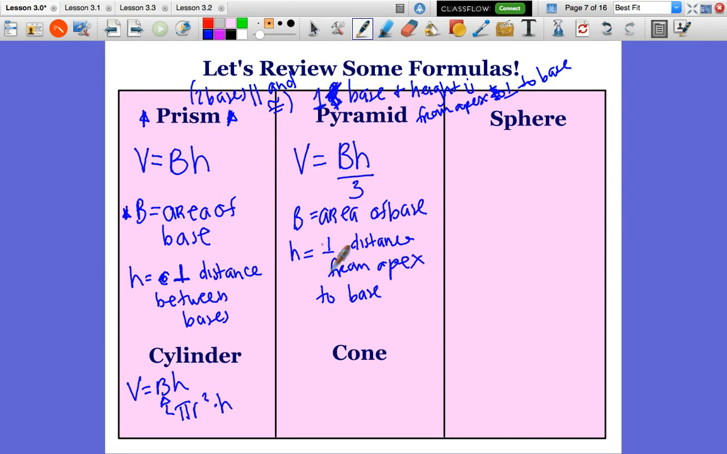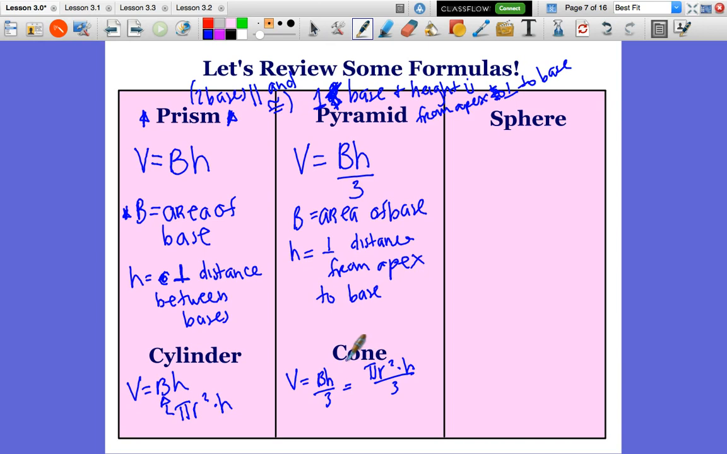One base. A cone, again, I group it as a pyramid. It's a type of pyramid. It's still area of the base times height divided by 3, but you can think about it as pi r squared times height divided by 3 if you want to go more specific with it.